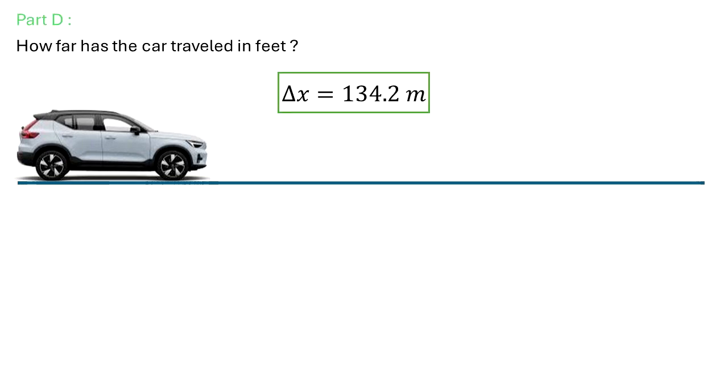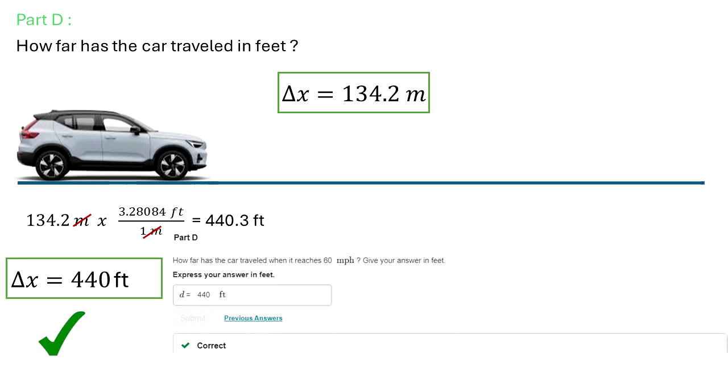Now, let's do part D. How far had the car traveled in feet? We found from part C that delta x is 134.2 meters. The conversion factor is that 1 meter is 3.28084 feet. That's why I multiplied by that factor. We see how meters with meters cancel out, and we get an answer of 440.3 feet. We round down to 440 feet, and we see that this is correct. This is only applying the conversion factor to the answer that we already got from part C.